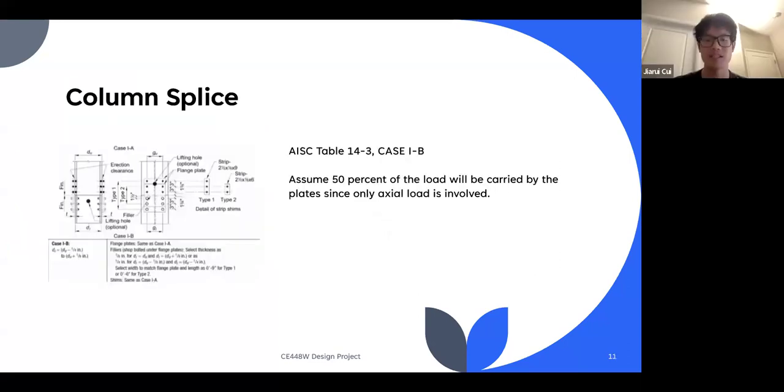The column splice will be designed based on AISC Table 14-3 to ensure safety and stability during erection of the column. We only assume 50% of the load will be carried by the plate since only axial load is involved.